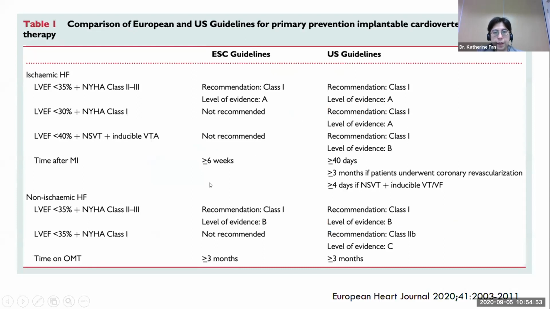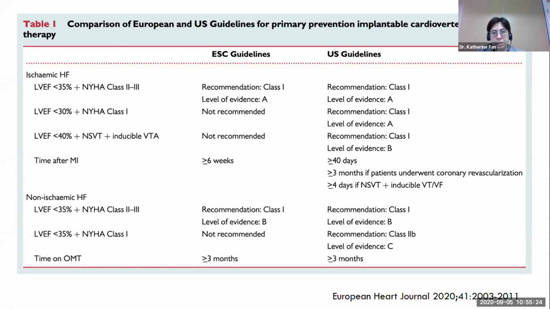The time after MI is also different, and the US guideline has an additional recommendation of more than 3 months if after coronary revascularization, and more than 3 days if non-sustained VT and inducible VT-VF. For the non-ischemic cardiomyopathy, similarly, the class 1 is not recommended, but in the US guideline, it was given the 2B, level of evidence C.